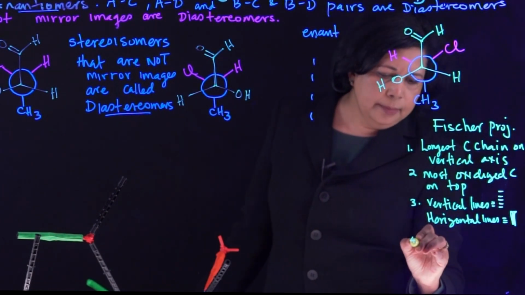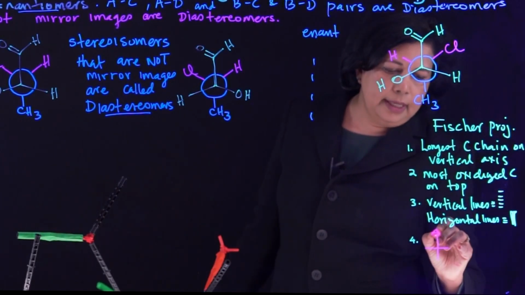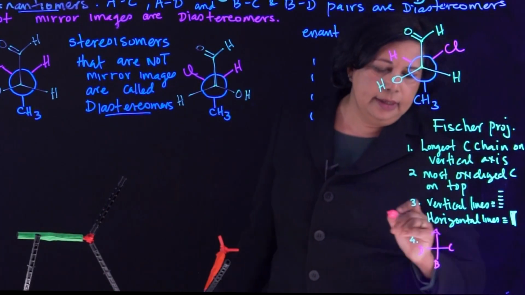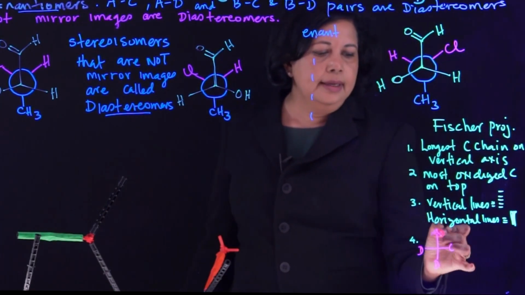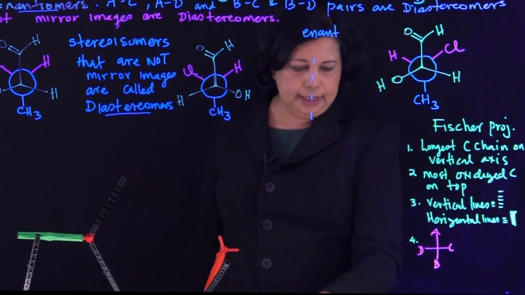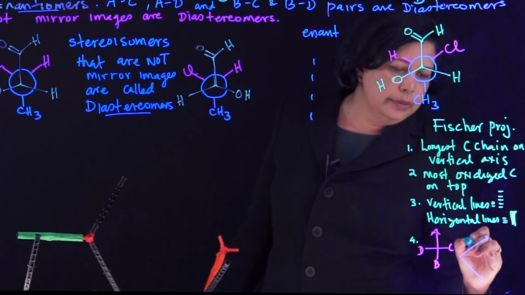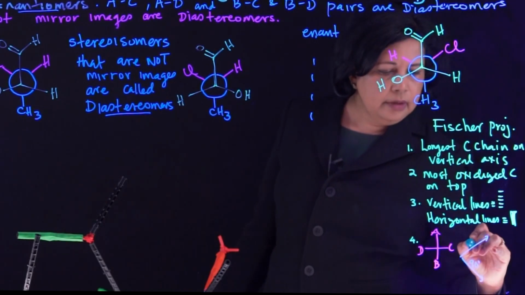One more thing. Let's say you have A, B, C, D, a chiral center here. A and B are going away from you, and C and D are coming towards you. Now you can do two things. You can rotate it 90 degrees or you can rotate it 180 degrees. So, 90 or 180.